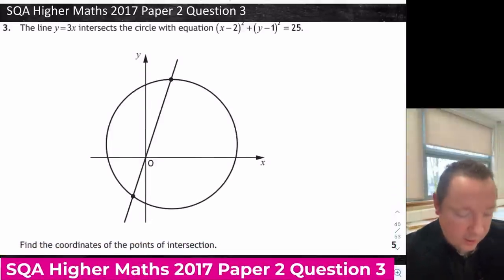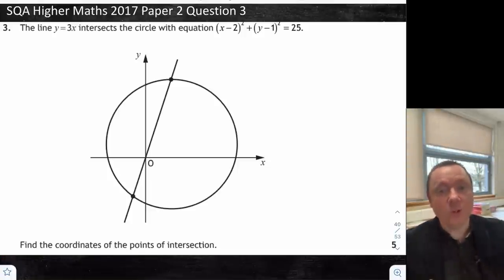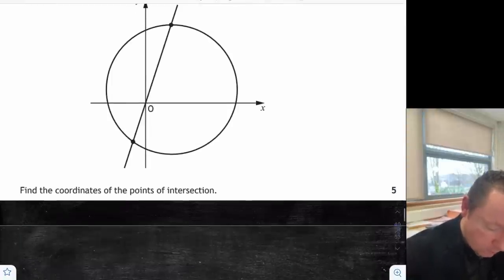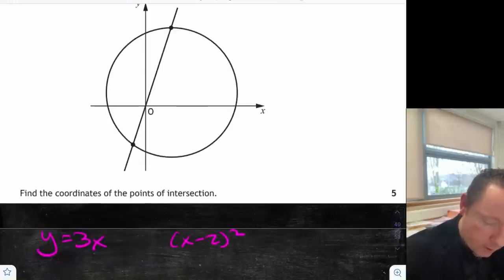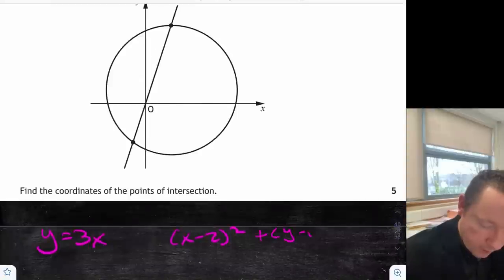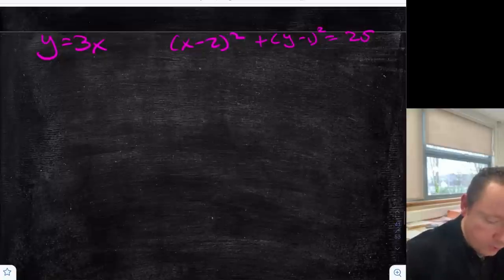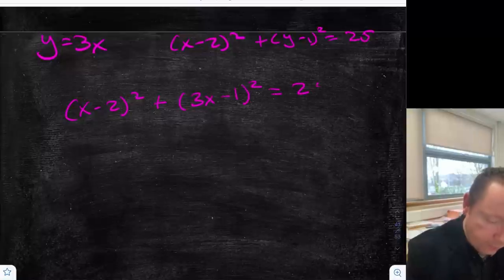The intersection of lines and circles again. The line y equals 3x intersects the circle with equation (x minus 2) squared plus (y minus 1) squared equals 25. Find the coordinates of the point of intersection. So if they intersect, it means we're solving them simultaneously to find these points. So y equals 3x is our first equation, and our circle equation is (x minus 2) squared plus (y minus 1) squared equals 25. To solve these simultaneously, we use substitution. We know that y is 3x, so we'll replace the y with 3x in this equation. So we've got (x minus 2) squared plus (3x minus 1) squared equals 25.